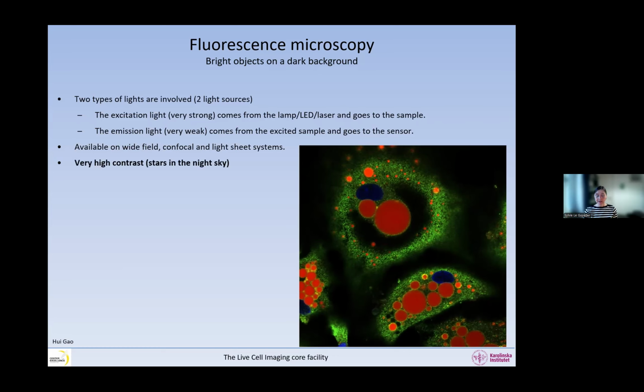The great advantage of fluorescence microscopy is the contrast. We have a very high contrast, and it's the same thing as looking at the stars during the night. So we see them because of the high contrast, because of the dark background. The contrast can be further enhanced using colors. So we have access to many different colors. And when we image fluorescence microscopy, we mostly use black and white sensors. So then we have to separate the colors using filters, and that's what we did yesterday.